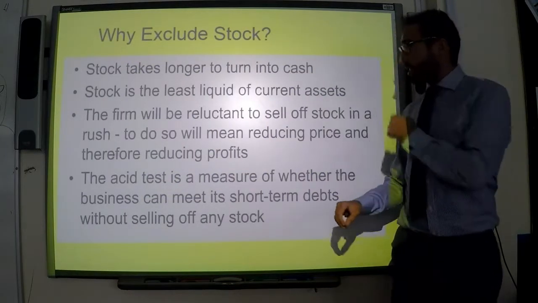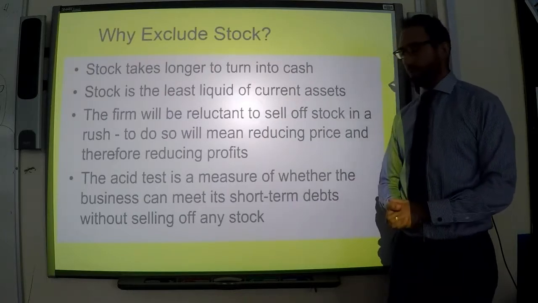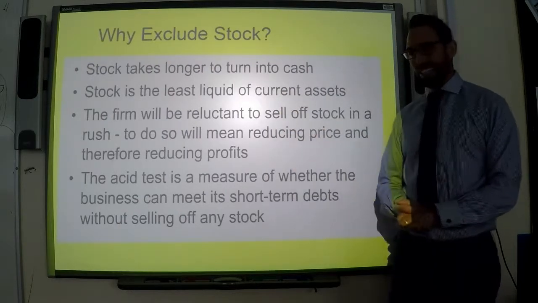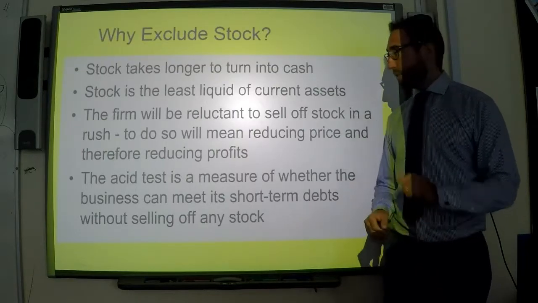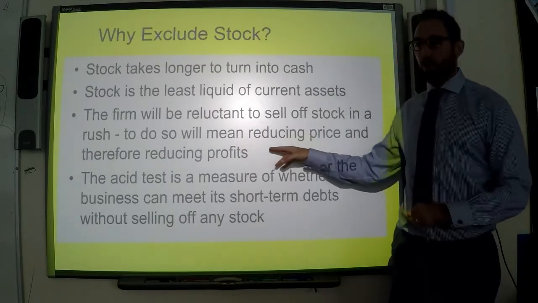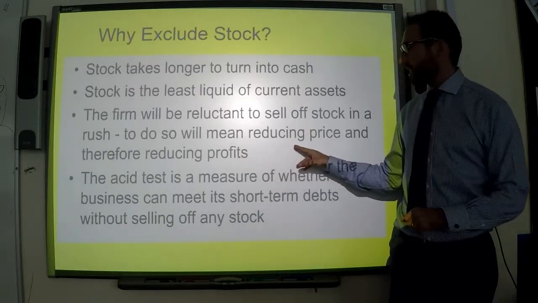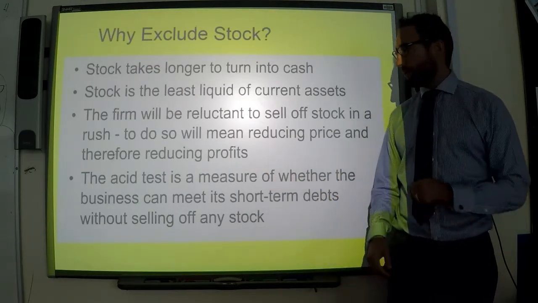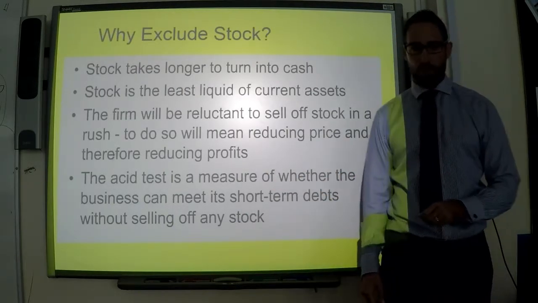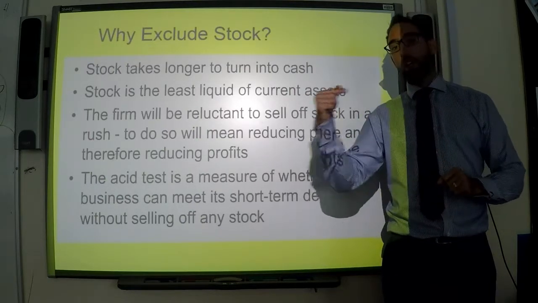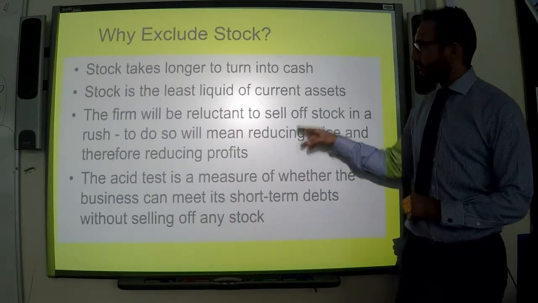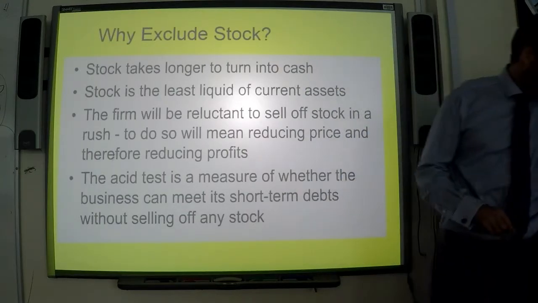Okay, again, why do we exclude stock? Remember, stock takes a long time to turn into cash. Stock is the least liquid of current assets. And if we need to get rid of stock to pay our debts, then we've got to reduce the price. We've got to sell that stock off cheap, but we don't want to have to sell stock off cheap. Okay, so we don't want to use stock to be able to pay our current liabilities back, which is why with the acid test ratio, we exclude stock.